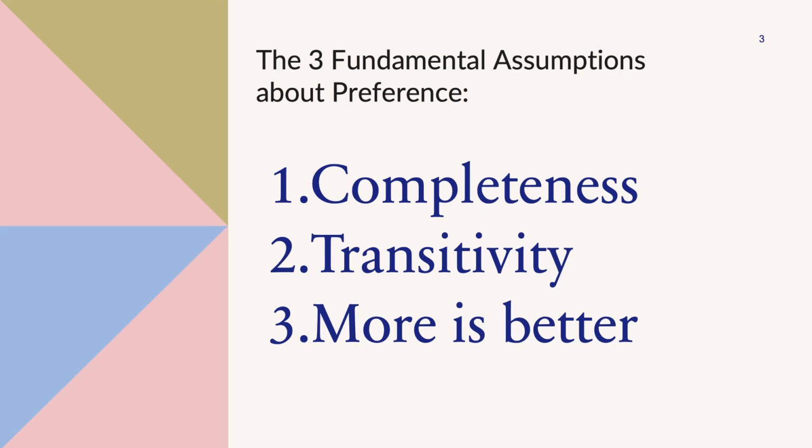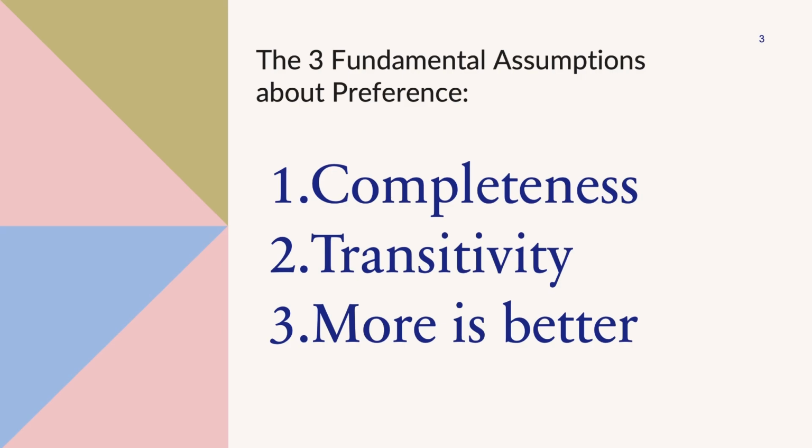So, what exactly are the 3 fundamental assumptions about preference? That is completeness, transitivity, and more is better. For completeness, we say preferences are complete when a consumer can always say one of the following about 2 bundles: A is preferred to B, B is preferred to A, or A is equally good as B. So a more detailed example could be if chewing gum is preferred to mints, or mint is preferred to chewing gum, or they are both equally as good.